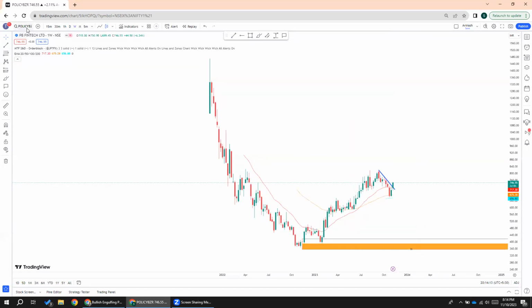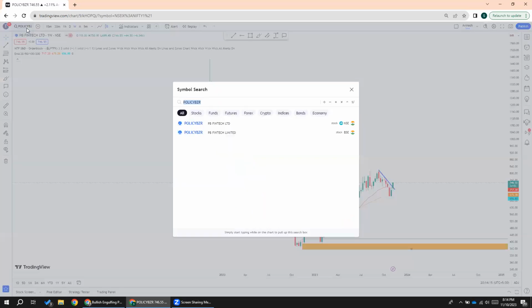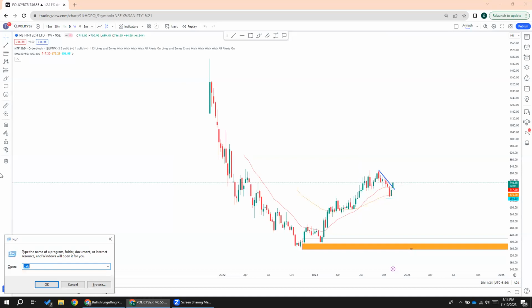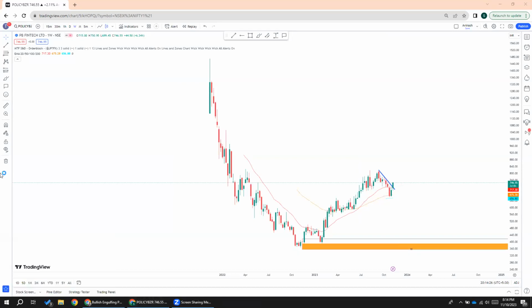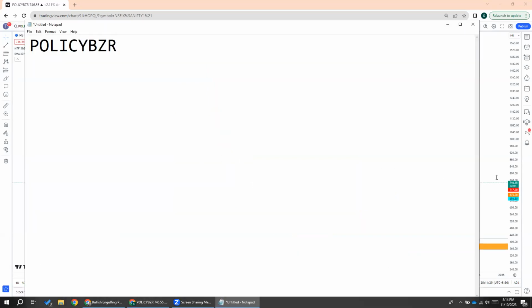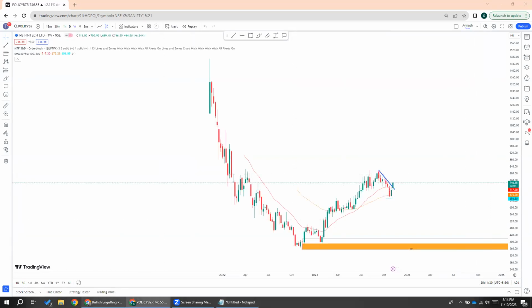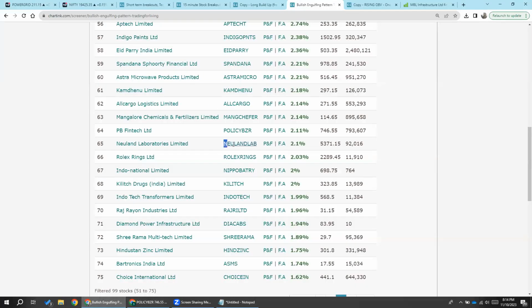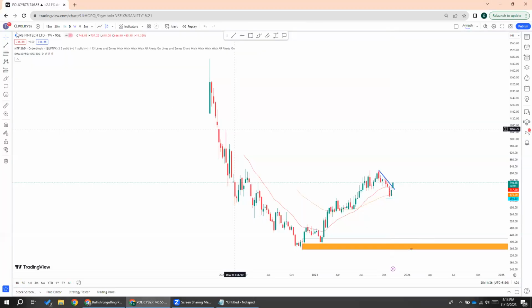Policy Bazaar. So let's list down these stocks, and then we'll see. Bazaar is one. We'll identify out of those which is the best one. Then we have New Land Laboratories.